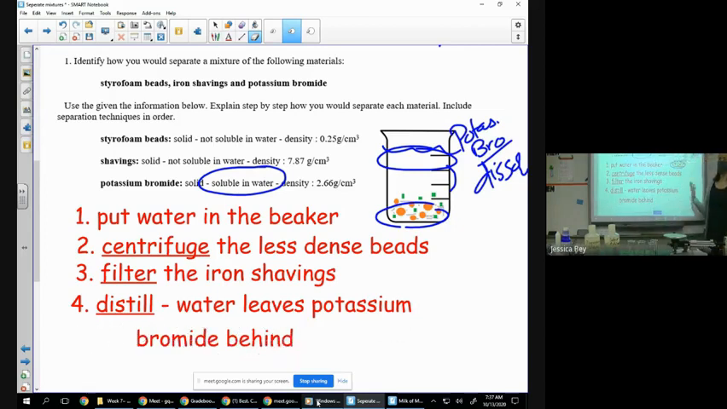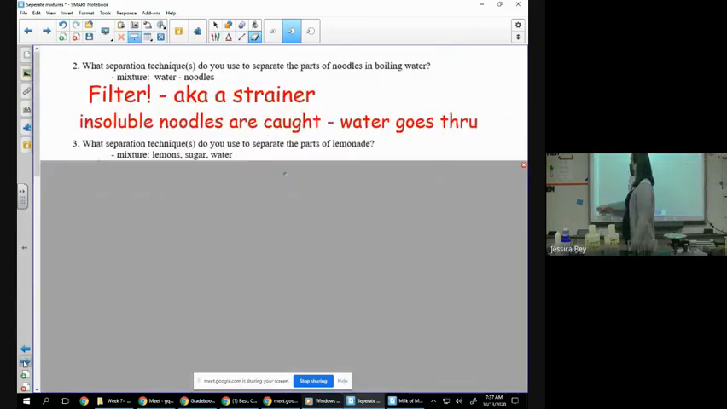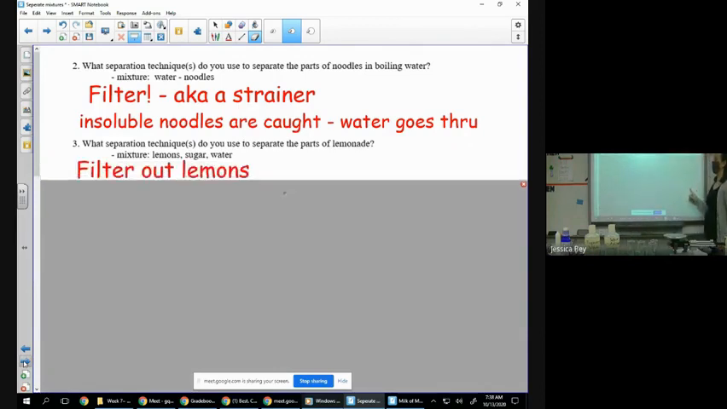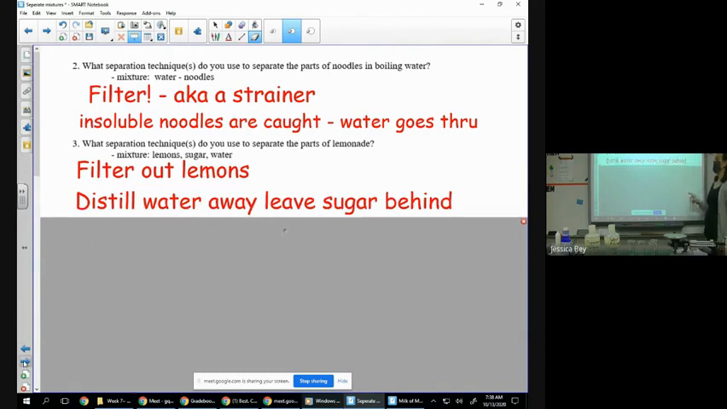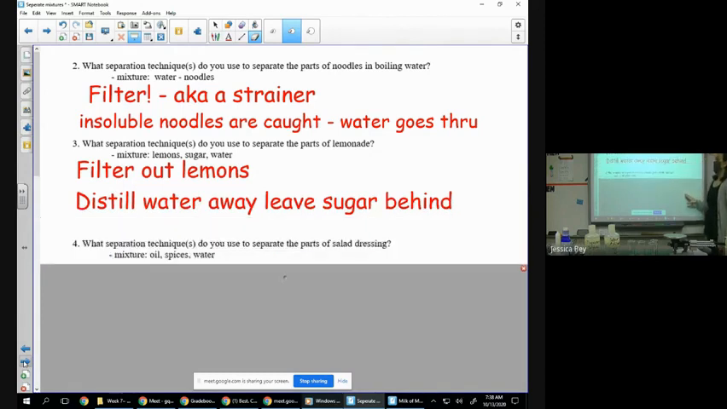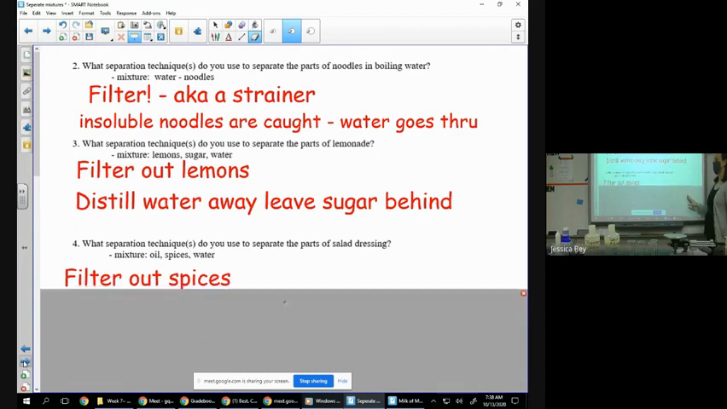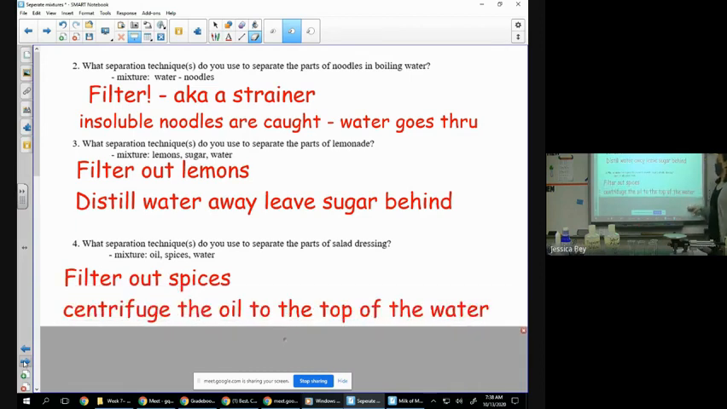Okay, so those are some steps. That's a harder, more challenging one. On the back are your more real world examples. Lemon, sugar, and water: the first thing I would do is filter out the lemons. Then you distill. That would take the water away from the sugar. Separation techniques used to take out salad dressing: you have oils, spices, and water. First, I would filter out the spices. Then I would centrifuge the oil to the top of the water and take that off.